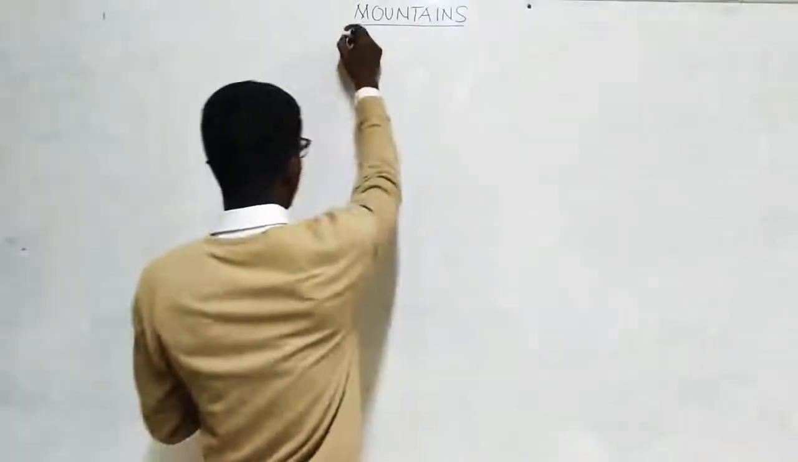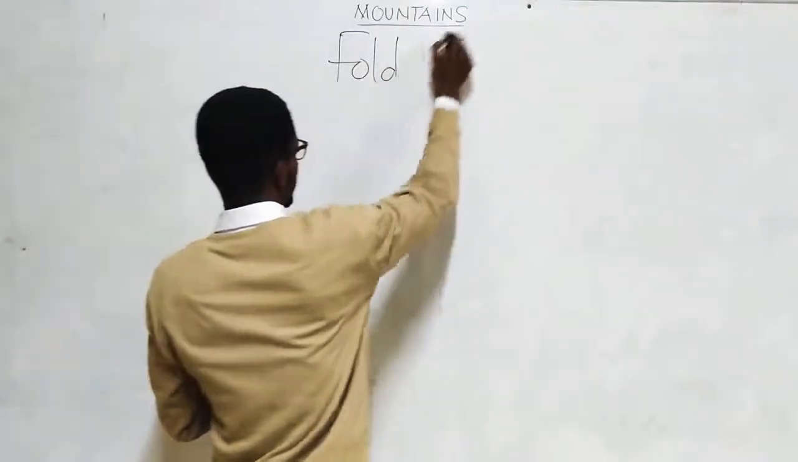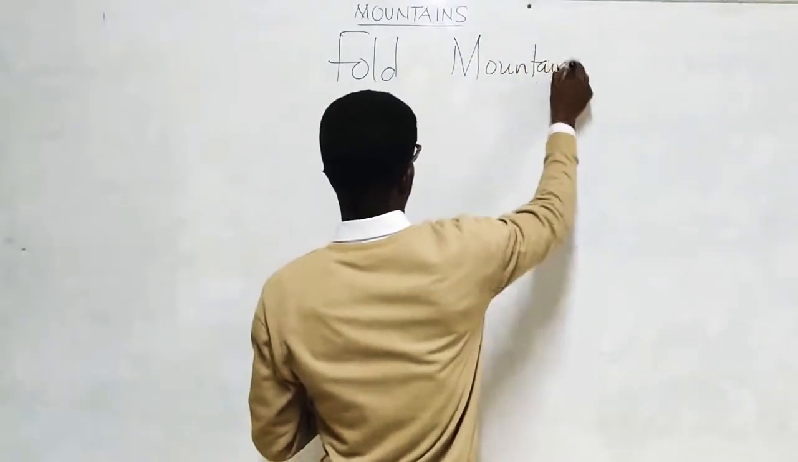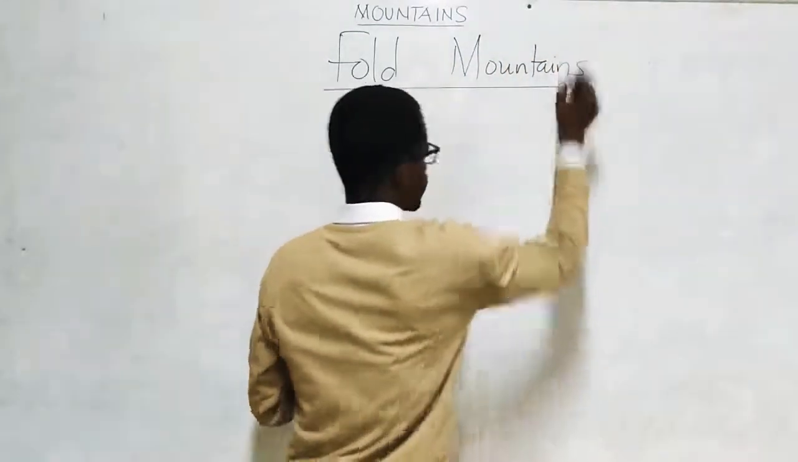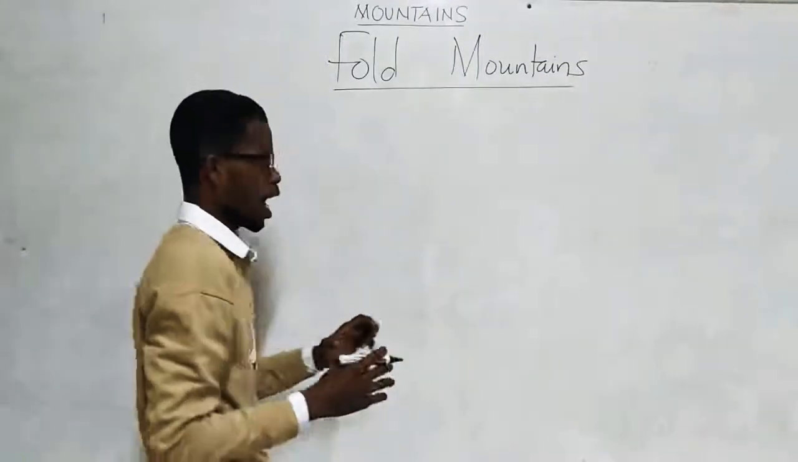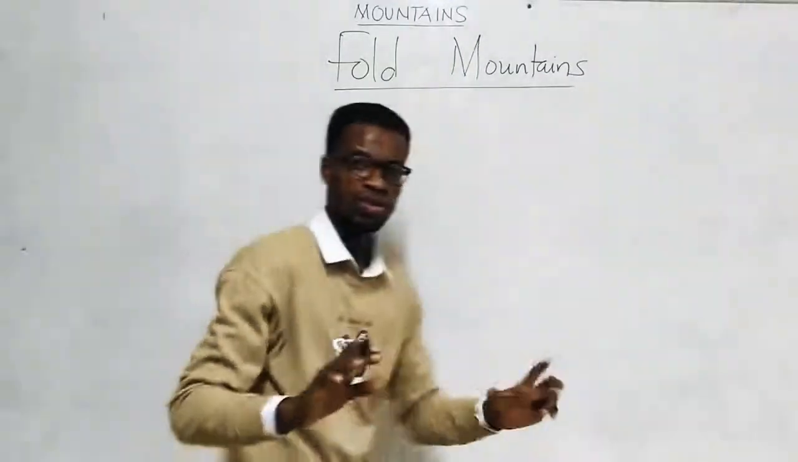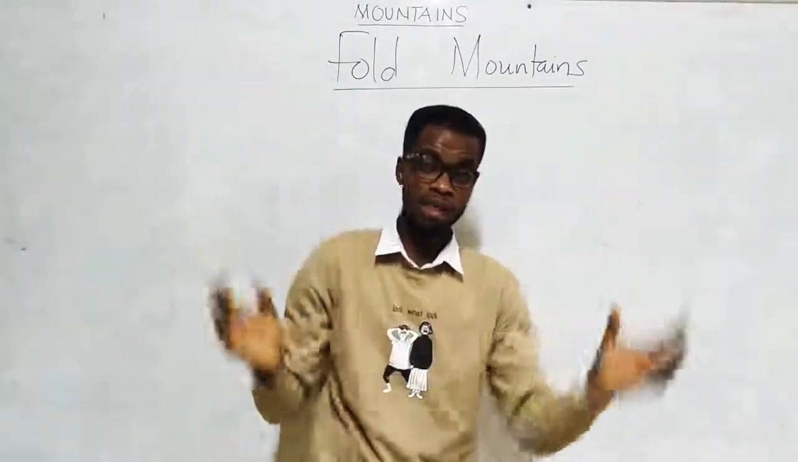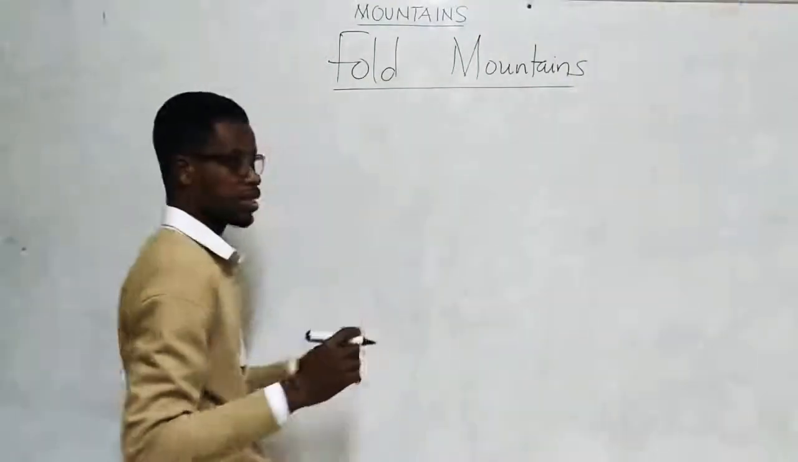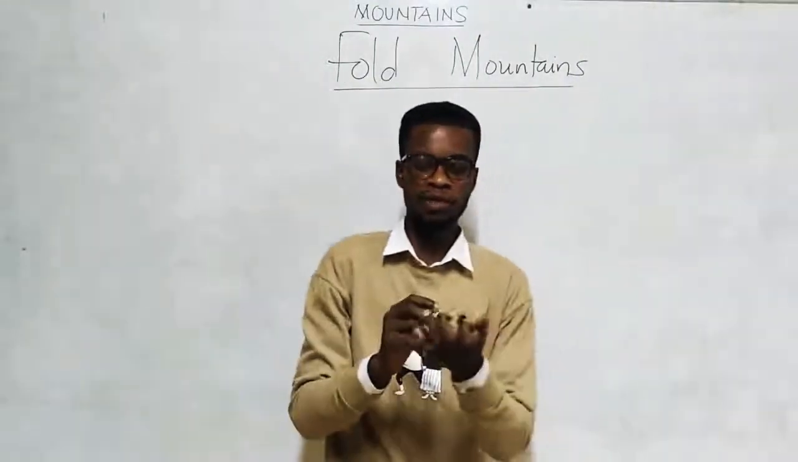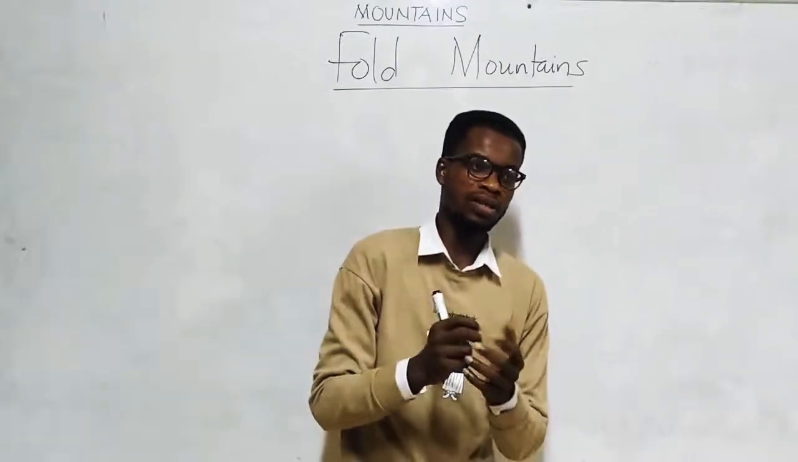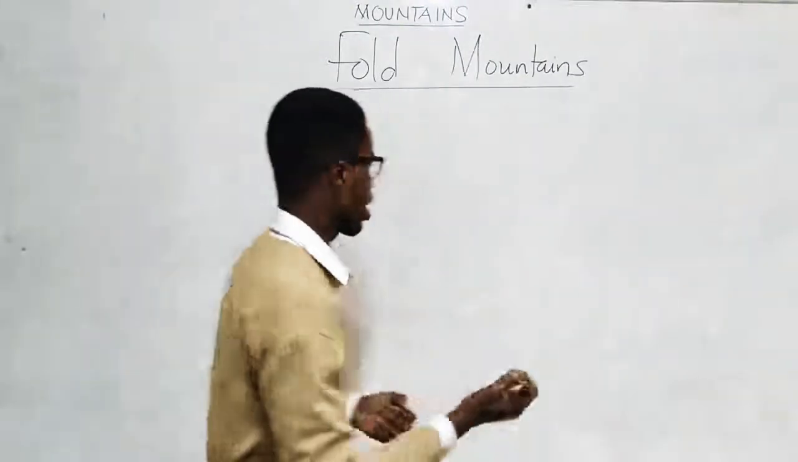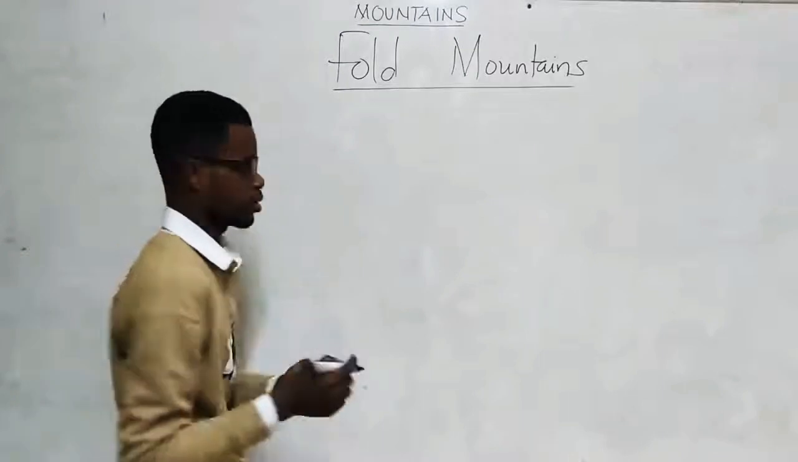Now, let's look at what a fold mountain looks like. I'll have two separate diagrams. Diagram A shows the normal layers when the collision or folding hasn't taken place. I'm going to differentiate these layers with symbols, designs or shading, and you can do the same for yourself.